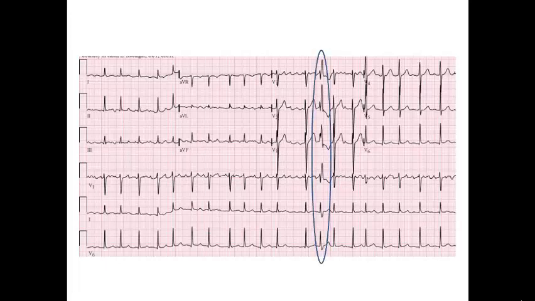There is a beat here showing a different morphology from the other beats. It shows right bundle branch block apparently in V1, as it shows an RSR' pattern. So this beat shows right bundle branch block apparently. This is what we call Ashman phenomenon.